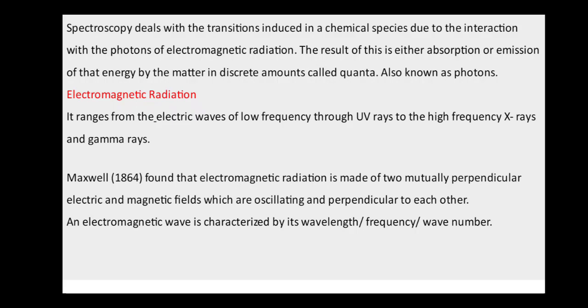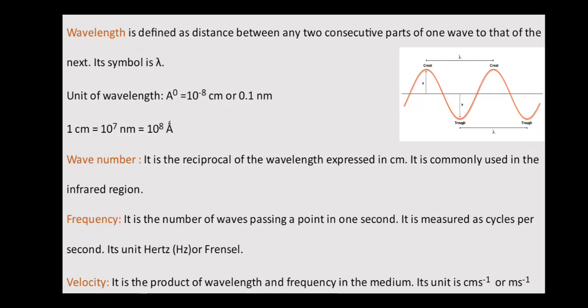Let us have a glance at some terminology which we come across while studying spectroscopy. First one is wavelength. It is defined as the distance between two consecutive parts of one wave to that of the next, and its symbol is lambda. Like we are seeing the crest from crest or trough from trough, that is called the wavelength, and its unit is angstroms or 10 raised to minus 8 centimeter or 0.1 nanometer.